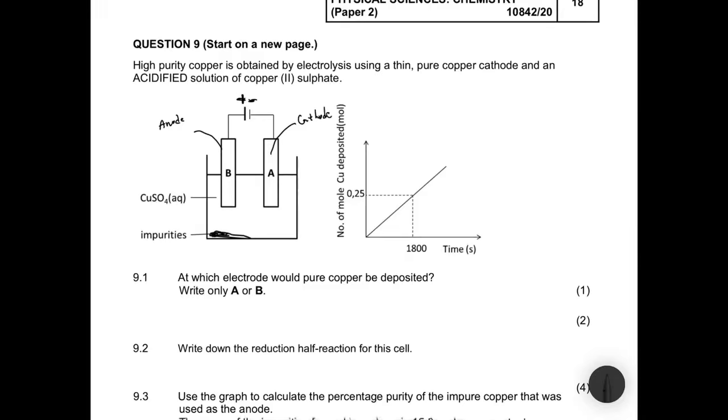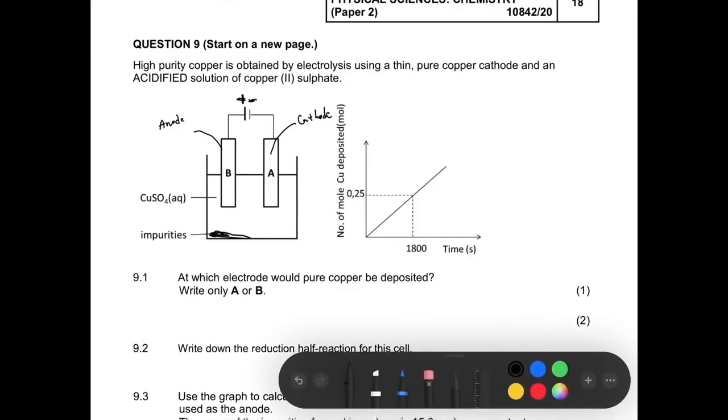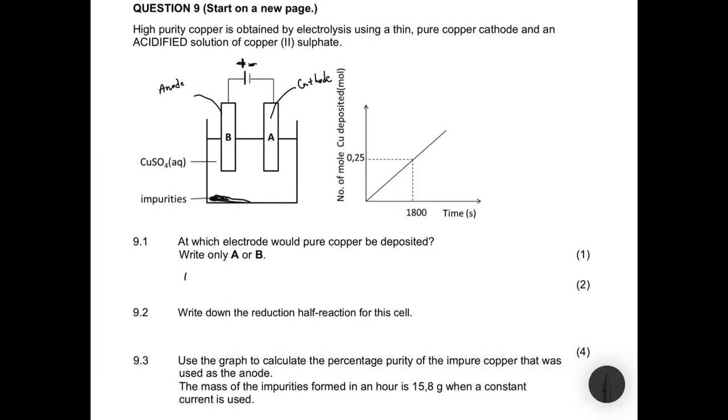But that's not what the question is asking us. At which electrode will pure copper be deposited? Write only A or B. Where the pure copper is deposited, it's where reduction happens, the gaining of electrons that takes place at the cathode, right? So from that information, here our answer would be A, right? That's where the pure copper will be deposited because A is our cathode and that's where reduction takes place.